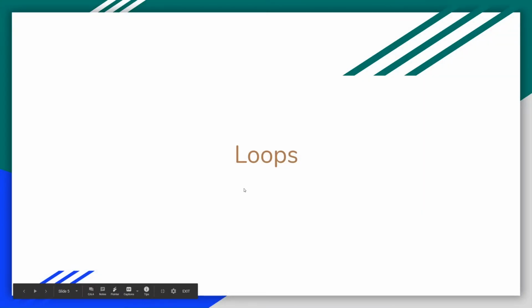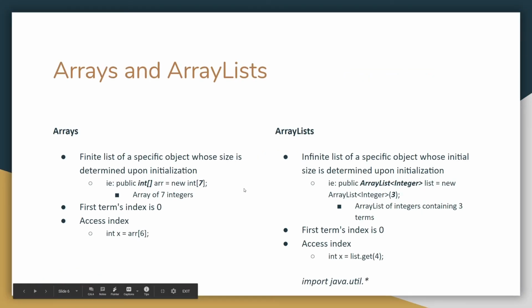Let's go back to the slides. Let's go to arrays. So we briefly touched on arrays earlier, but let's go in depth on this. So an array versus an array list. An array is basically a finite list of a specific object or variable type whose size is determined upon initialization. So what this means is that you can determine size upon initialization, or you have to basically, if you want to initialize it in a certain way.